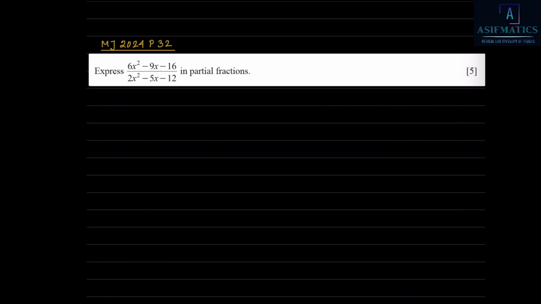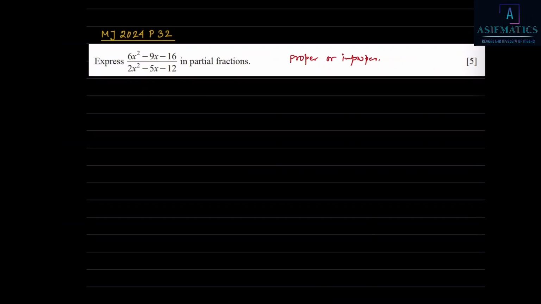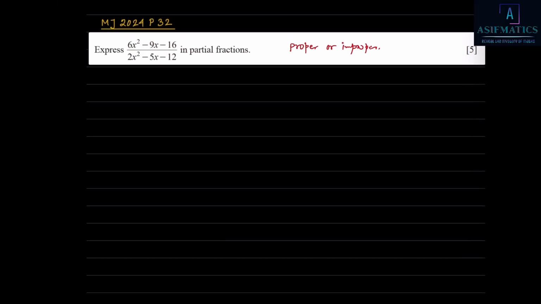Now look at this problem. All partial fraction problems are the same, but we need to look at the form. First, in this problem, look at the maximum power, because we need to check proper or improper. How to check? Look at the maximum power of x in the numerator. The maximum power of x in the numerator is 2, and the maximum power of x in the denominator is also 2.